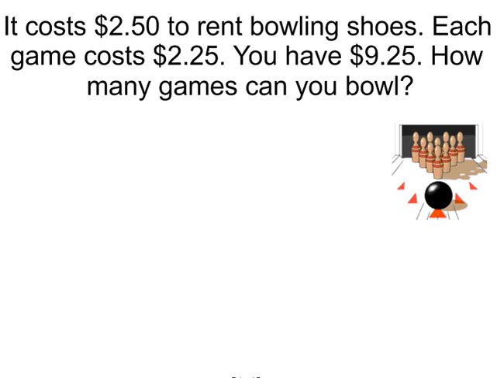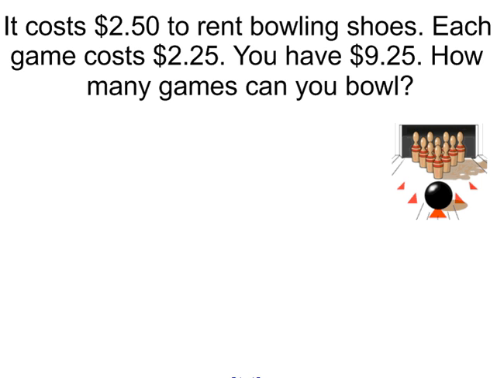All right, next we're going to look at how to set up some word problems. I'm going to break it apart piece by piece. These are the same steps that you're going to follow when you solve these on your own. It costs $2.50 to rent bowling shoes. Each game is $2.25. If you have $9.25, you want to figure out how many games you can bowl.